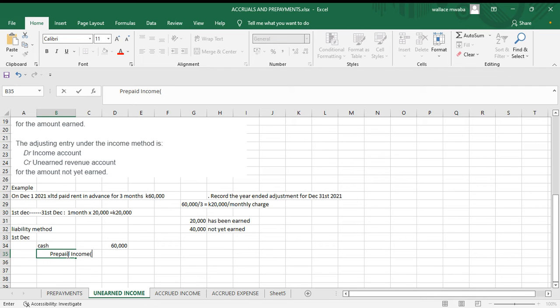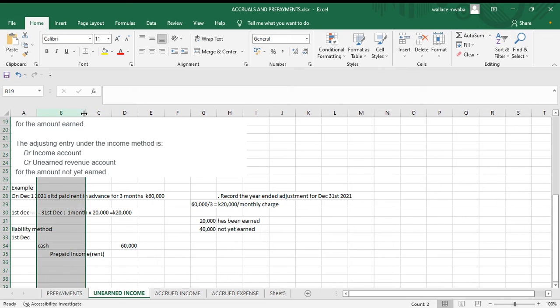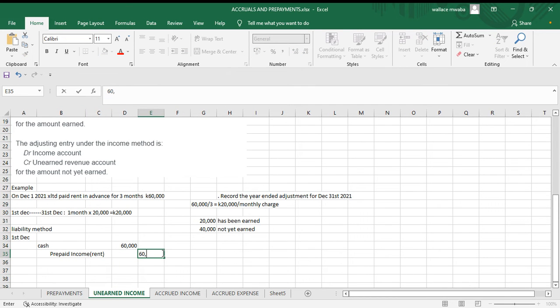And this is the rent. We're going to credit prepaid income 60,000. Remember, this is an income account. Income accounts increase with credit.